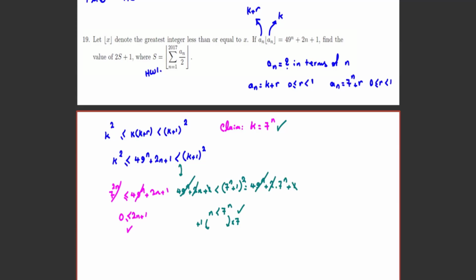2n plus 1 over 7 to the n. Can you say it again? 2n plus 1 divided by 7 to the power of n. Yes, and you only replaced k with 7 to the n in this inequality, right? Yes, your answer is correct.